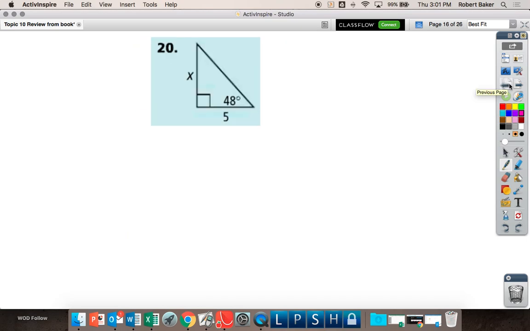So this one is not 30-60-90. It's not 45-45-90. You're missing two pieces, so you should key into I have to use trigonometry. Tangent of 48 equals x over 5.